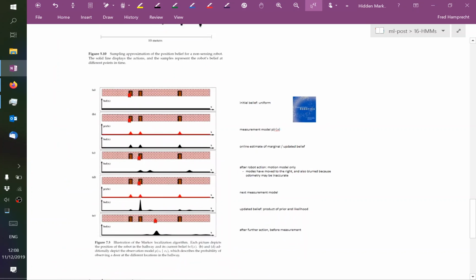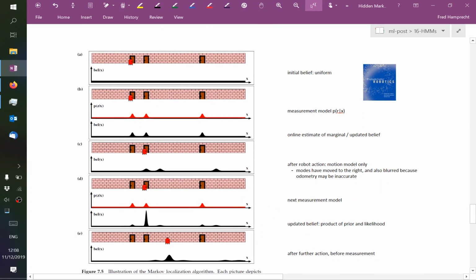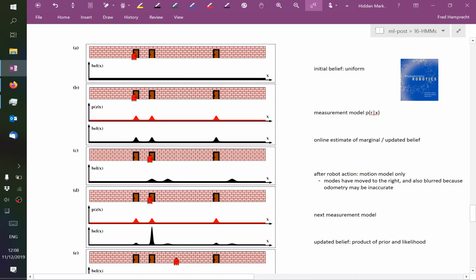All right, let's look at the picture again. It's the very same picture, just we look at it again in the light of what we've just seen. On the top, the initial belief, which was here assumed to be uniform, we have no idea where we are. Then we used this measurement model, multiplied it with the initial belief, which was uniform, to get an updated belief. Then an action is performed. So from here to there we have this action. And we apply our motion model.